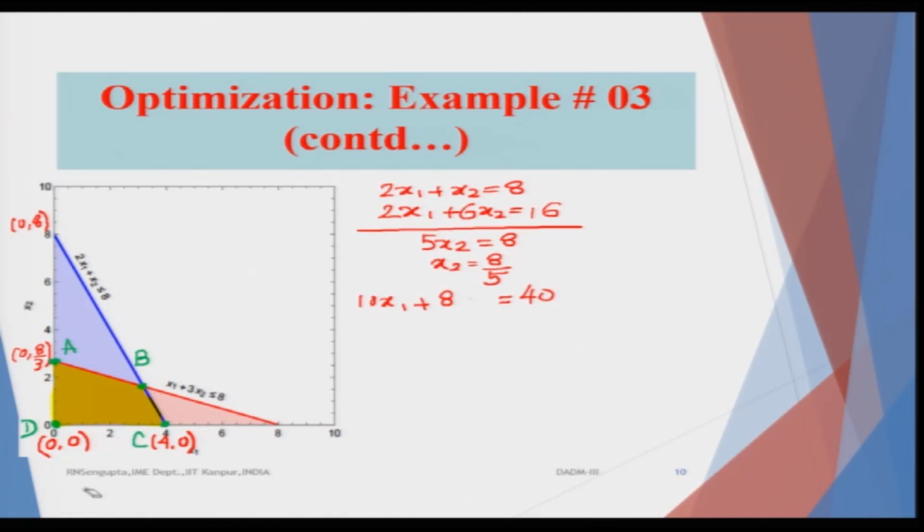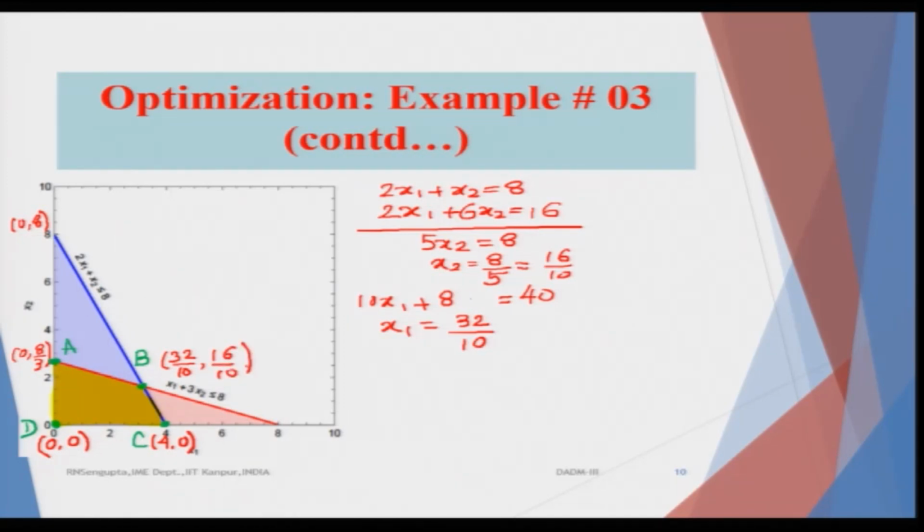So, let me check. This is 5 to the 10x1 plus multiply 5. So, 8 is equal to 5 is a 40, fine. Then I go to here. So, x1 is equal to 32 by 10, which technically also becomes 16 by 10. So, if I come here, x1 is 32 by 10, this becomes 6, x2 is 16 by 10.